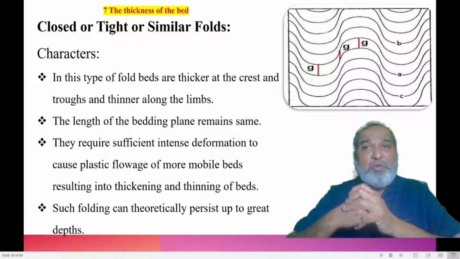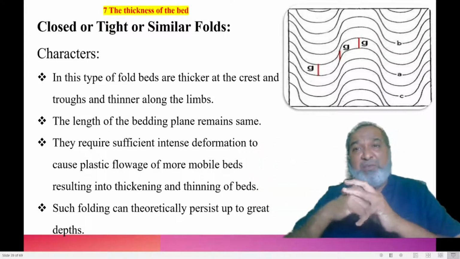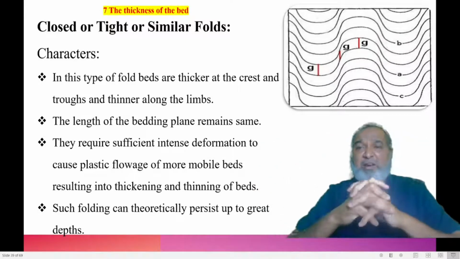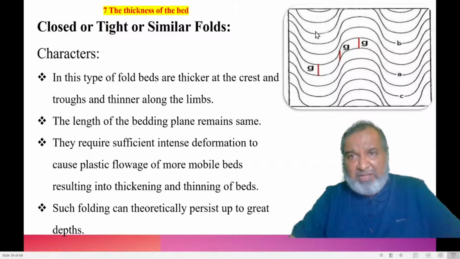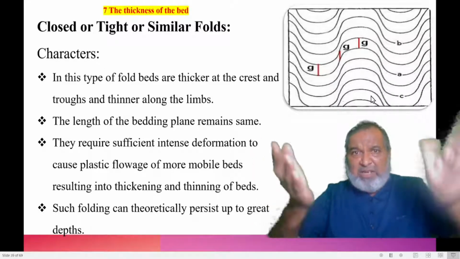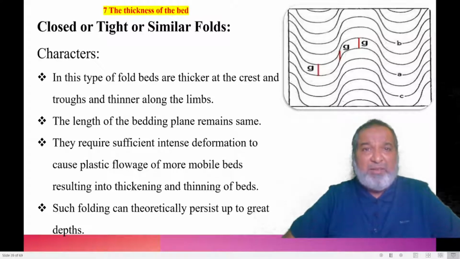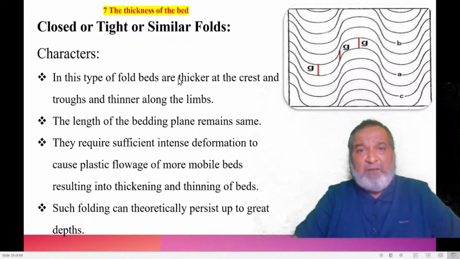Next one, close, tight, or similar fold. You can see it with this diagram itself. You can see the trough part and crest part. Yes, the thickness looks uniform, but what is happening is that the thickness on the sides goes on decreasing. In this fold, beds are thicker at the crest and trough and thinner at the limbs. This is the thinner part at the limbs.